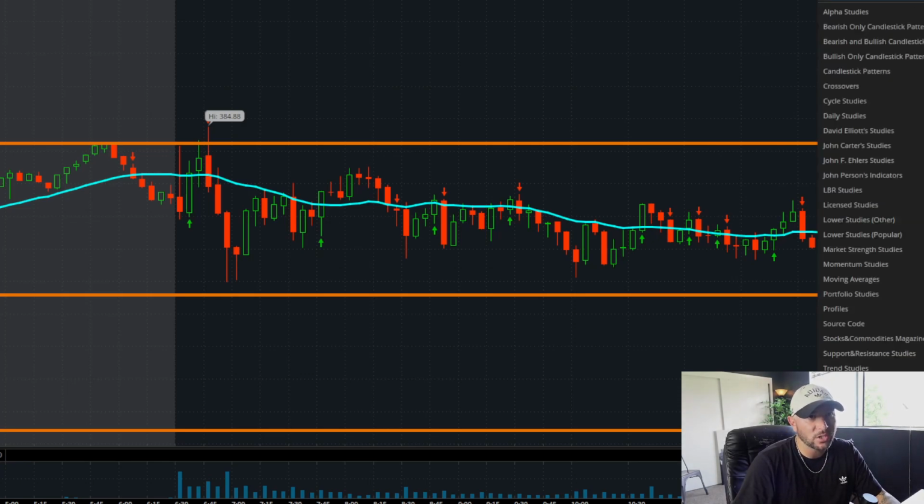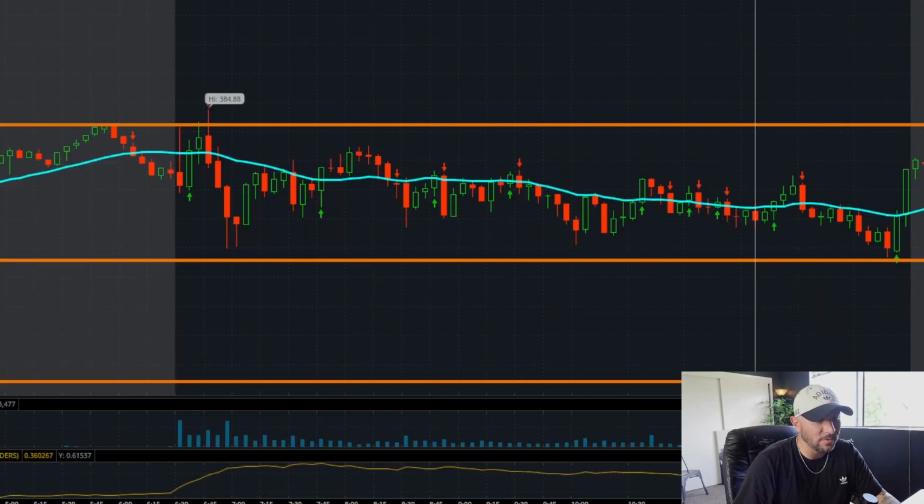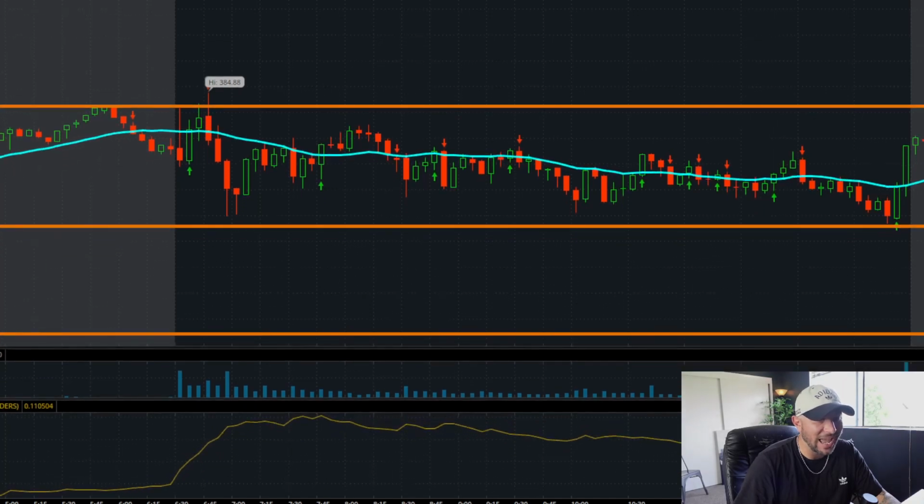We're going to go to all studies, come down to the A's, and put an ATR at the bottom of our charts. Now, the ATR is just an average true range. It's going to give us an average true range of what these candles are moving.